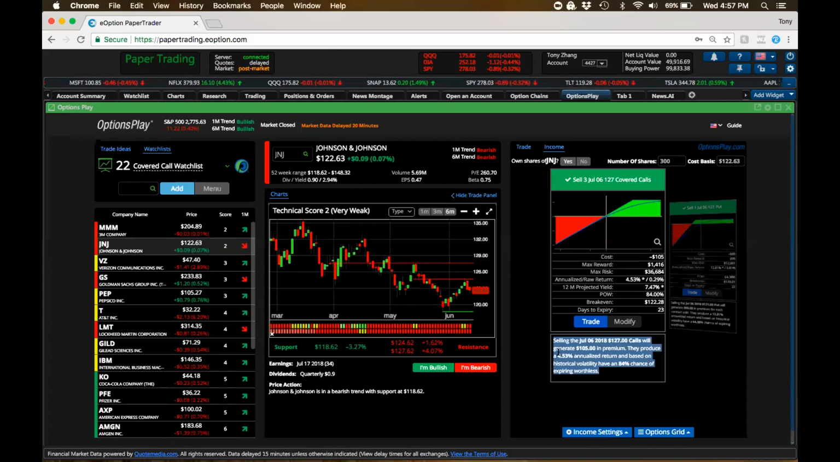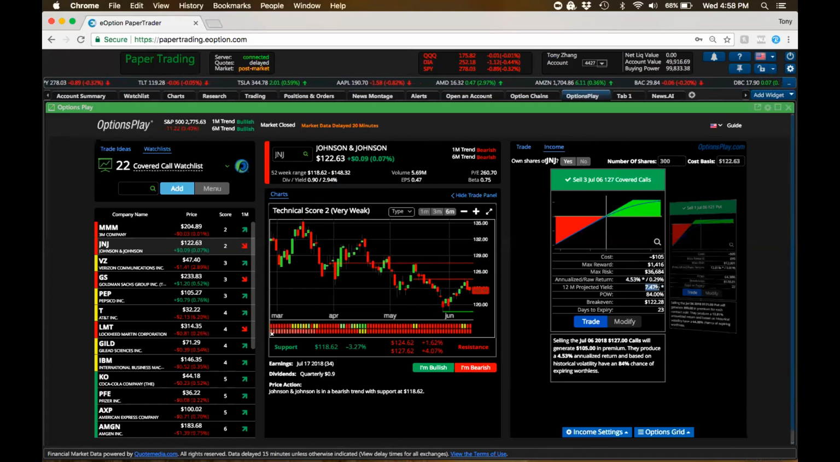They will produce a 4.53% annualized return, and based on historical volatility, there's an 84% chance that this call will expire worthless. So basically, this stock currently pays you roughly a 2.9% dividend yield. By selling a covered call, you're going to be able to add an additional 4.5% yield on top of that almost 3% you're yielding on Johnson & Johnson, which brings your 12-month projected yield to a little about 7.5%.